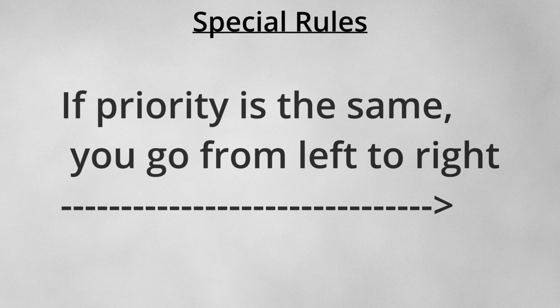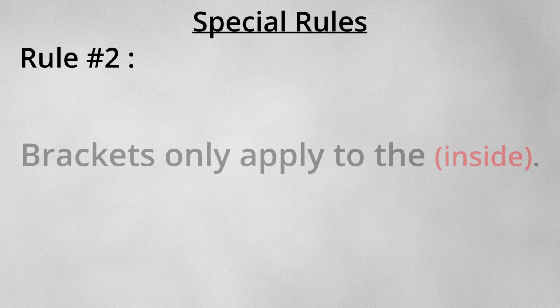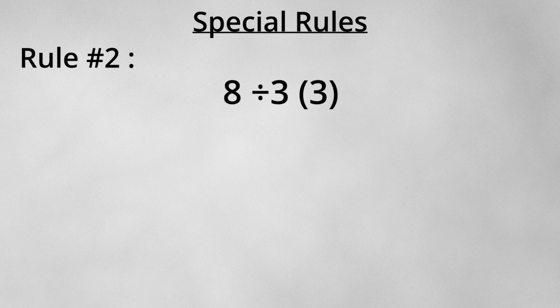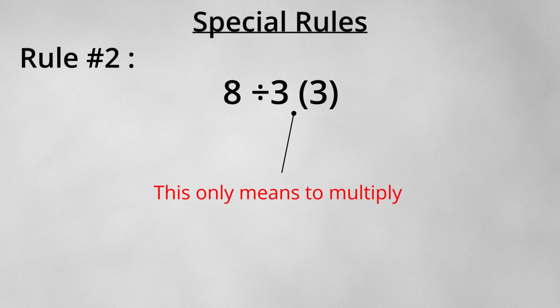Simple as that. Rule 2 is that brackets only apply to what is inside of them. So, in this example, you have 8 divided by 3, but with another 3 inside brackets. Even though there are brackets, remember that this only means to multiply. So, it doesn't go before anything else. Alright? Now that you are a master of those two rules, take this equation on the screen as an example.